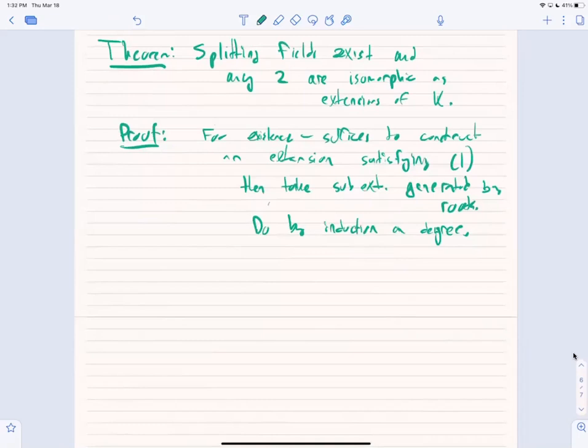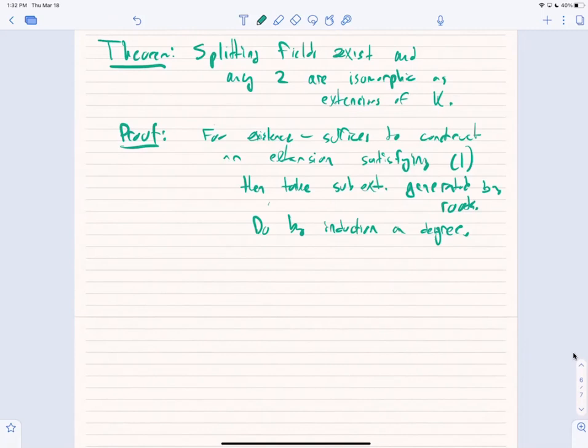So splitting fields will be pretty important for us going on later. They're important in the study of Galois theory. So we'll come back to this a bunch later. But let me just keep going on this same train. We've seen that if we start with a polynomial, we can always find an extension where there's a root. Now we've seen that, in fact, we can do one better. We can find an extension where that polynomial has all of its roots.